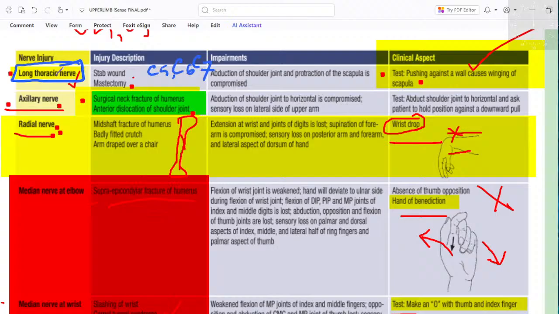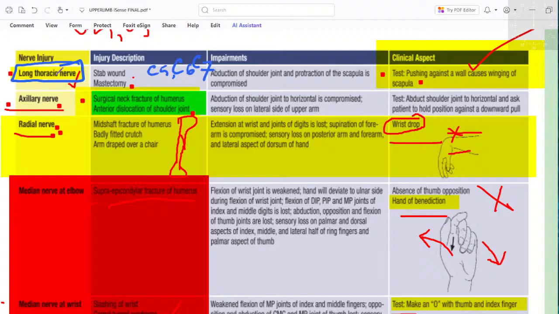So the long thoracic nerve is usually injured in stab wounds and mastectomy, and causes impairment of abduction of the shoulder, and the scapula is compromised. The test is pushing against the wall, which causes winging of the scapula. So this is the long thoracic nerve. Then we have the axillary nerve.